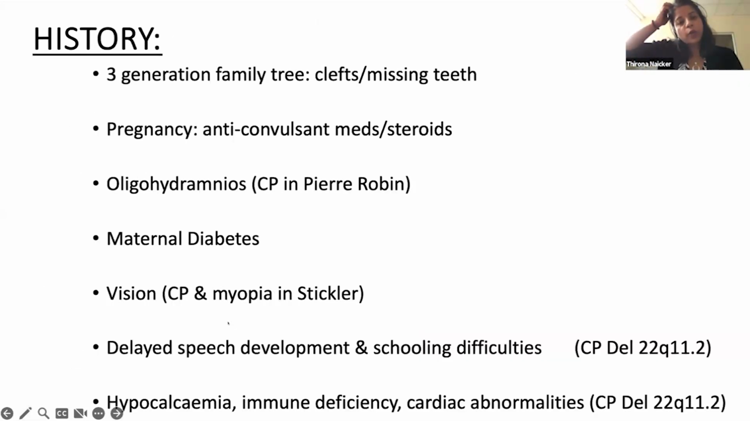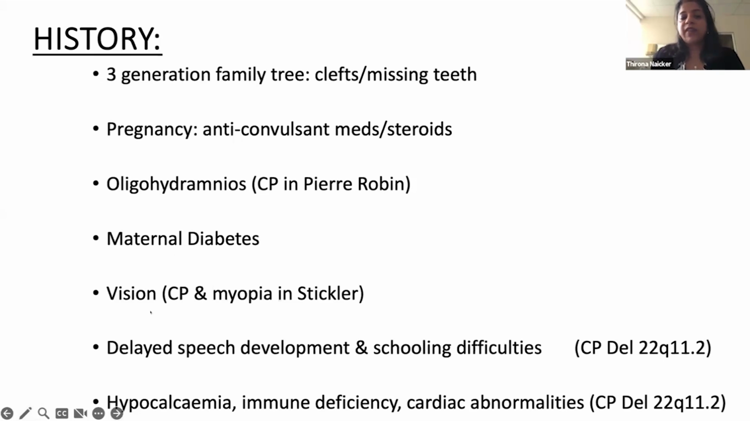In terms of what we do at our clinic, we take a history and we look at a 3-generation family tree, and we ask questions about previous clefts or previous individuals with missing teeth. We take a pregnancy history looking for anticonvulsant medication and steroids. We ask if there was any decreased amniotic fluid or oligohydramnios in the pregnancy, and in brackets are the conditions that that sign or symptom is linked to. Maternal diabetes is a risk factor.